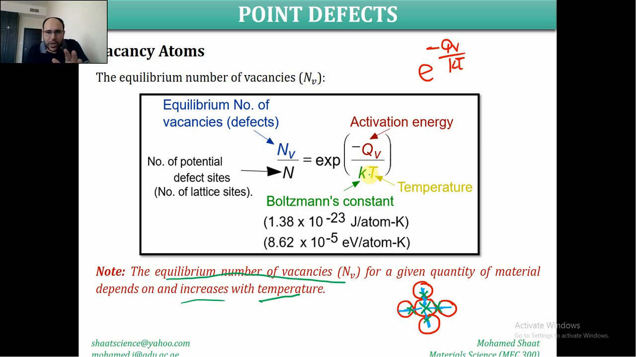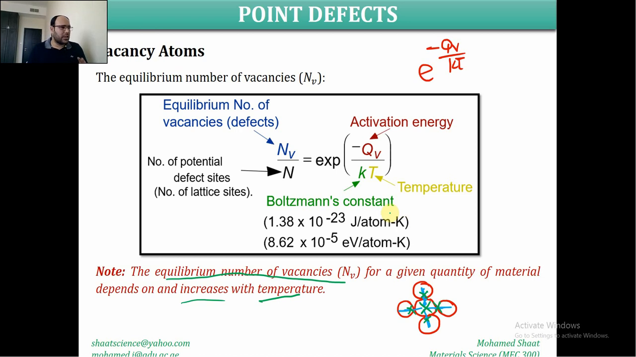Why? Because as we increase the temperature, this term entirely will be decreasing. And since it is exponential, and this exponent is negative, as this value decreases, the value of the NV will increase. And that's why as the temperature increases, the NV, the number of vacant atoms, will be increasing. So again, as we increase the temperature, more vacant atoms will be removed from the material structure.